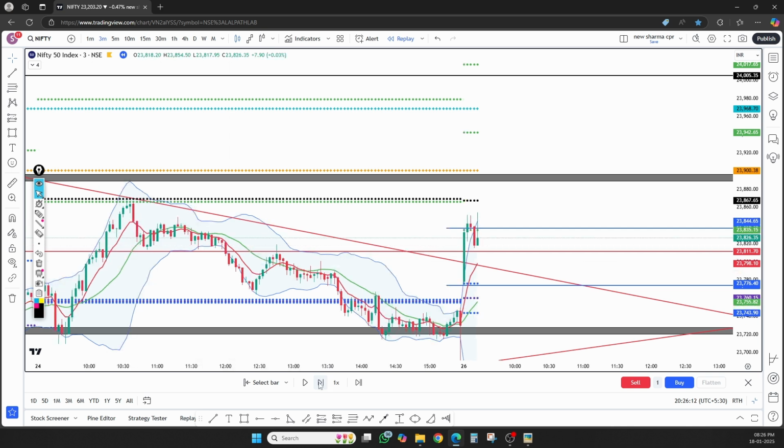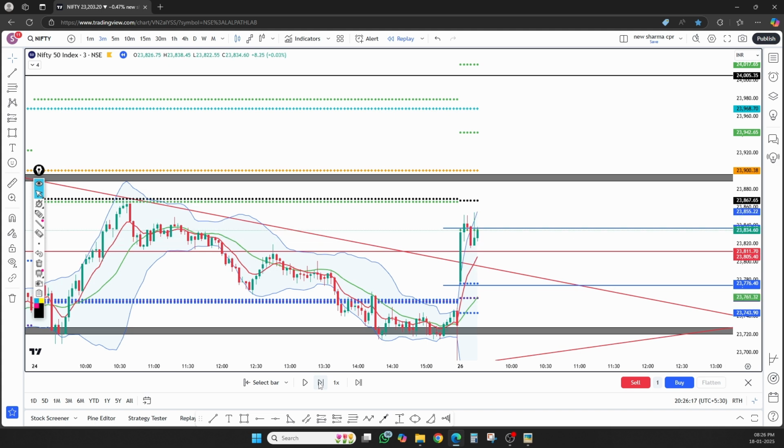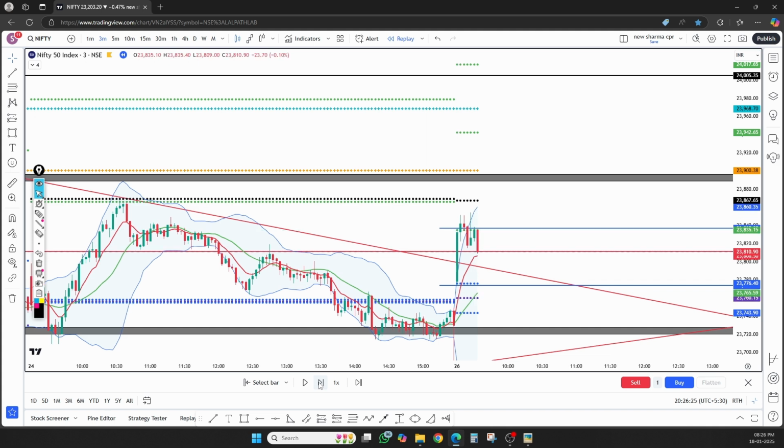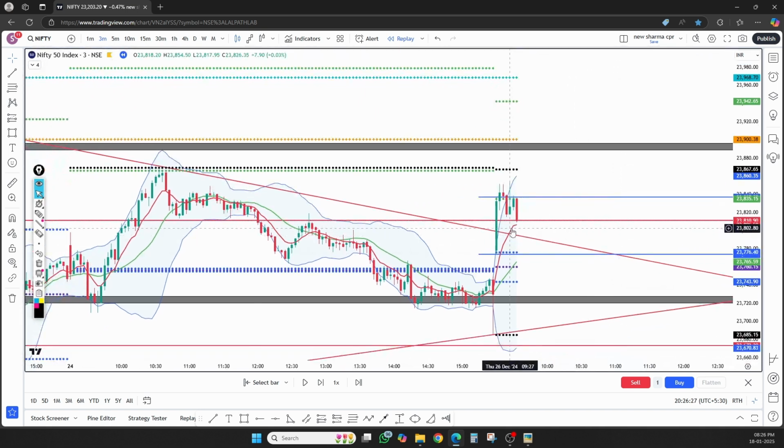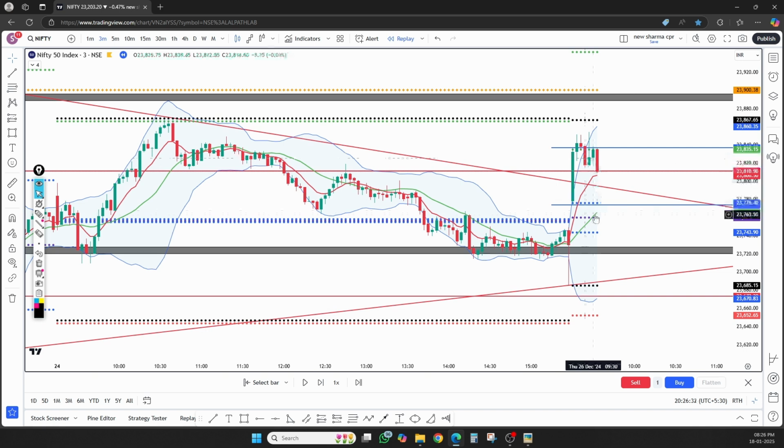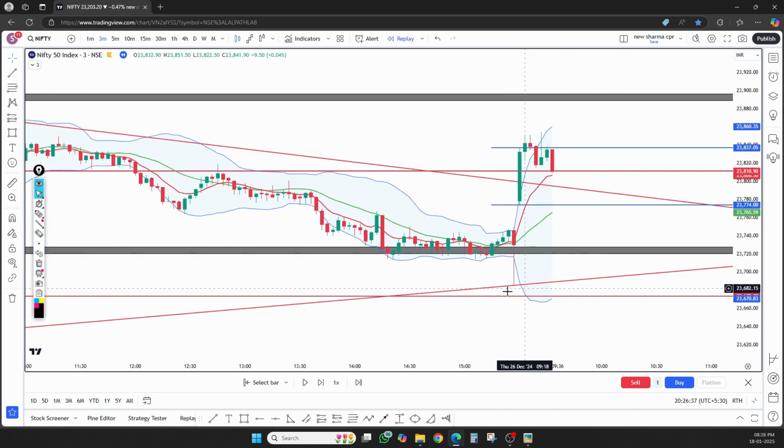After the pullback, it's trying to break out but forms a rejection candle, consolidating in this range, taking a pullback. Now maybe this 9-day moving average gives a push to go up, or it might come till test this CPR and then go up, or it might surpass all the levels. So let's wait for what it is trying to do.